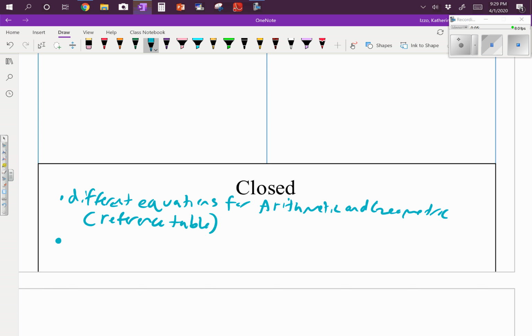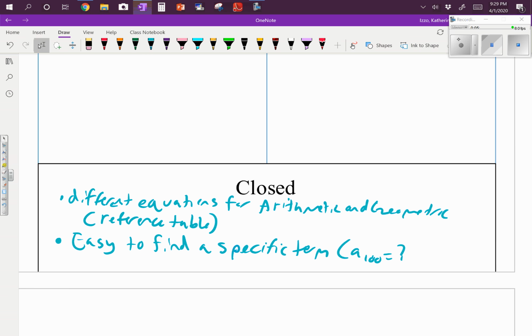And for this one, the closed form, it's easier to get that specific 100 term because you can just plug in 100. So it's easy to get any specific term in the sequence because A100 equals question mark, just plug in 100 to the formula.